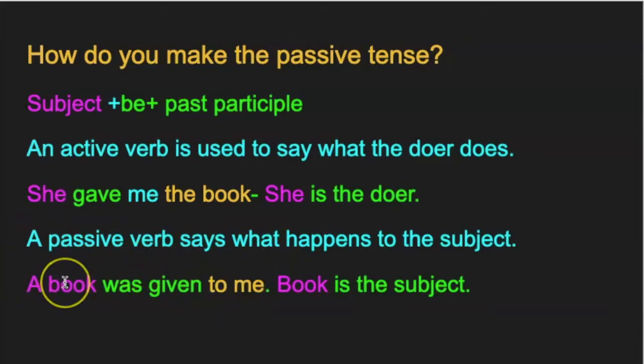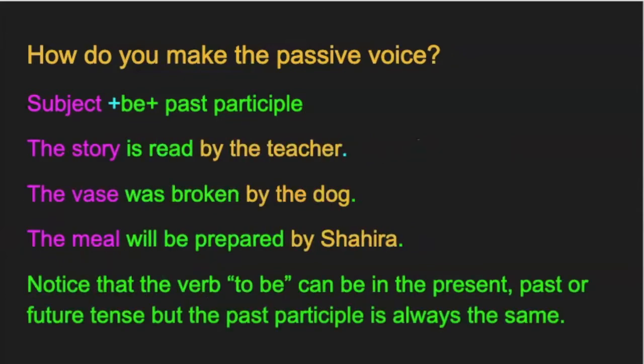The book becomes the subject. Was given to me is the rest of the sentence, and was given is the verb. See how the verb has changed from gave to was given, and was given is the form to be plus given, which is the past participle. So to make the passive voice, you use the subject plus be, or some form of to be, and then add the past participle. Subject plus be plus past participle.